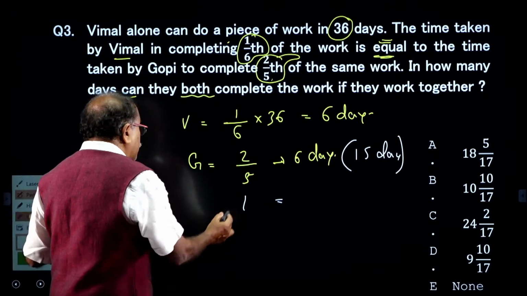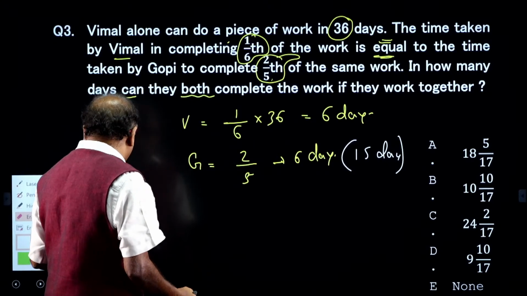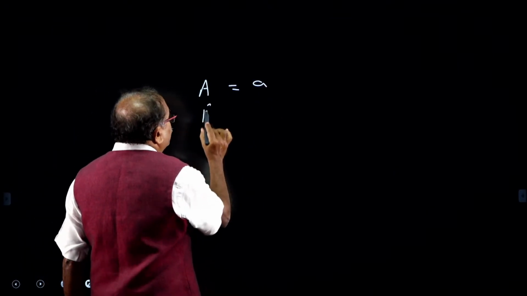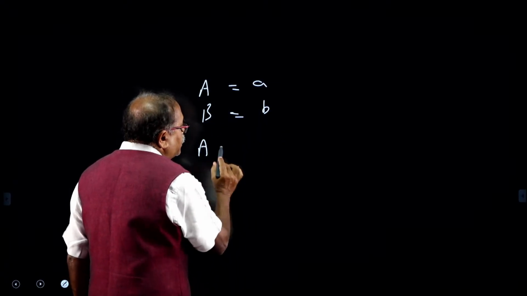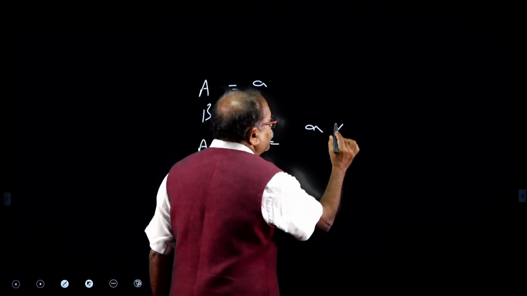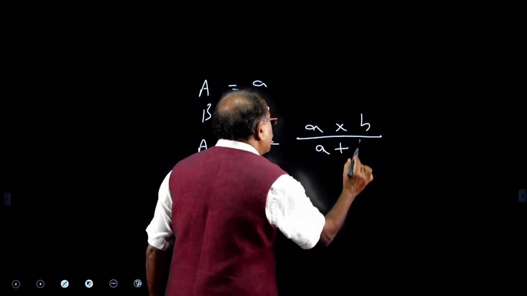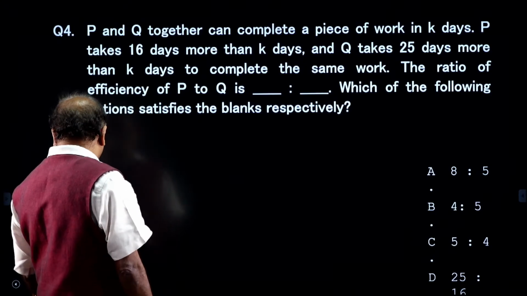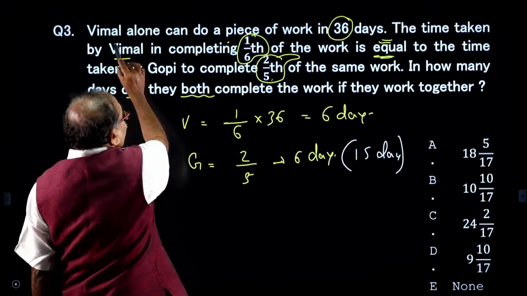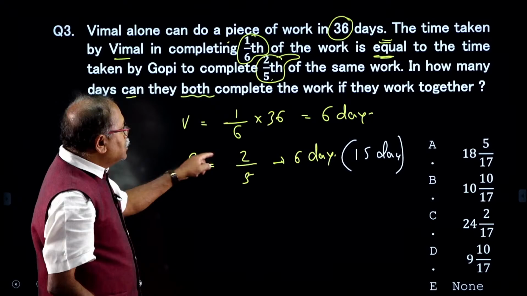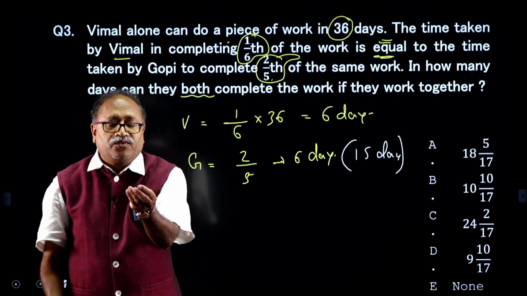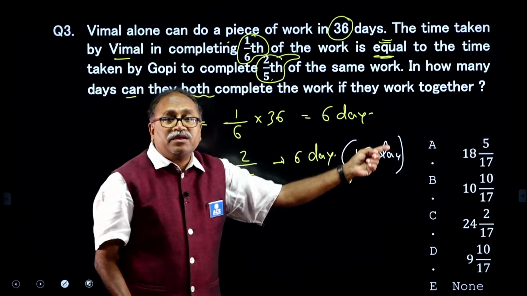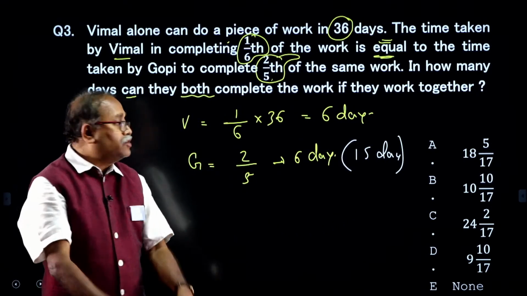Now, for the remaining part, all my friends must know that we have a formula. If A can complete the work in A days, B can complete the work in B days, then A plus B together can complete the work in A into B by A plus B days. You know this one. Then please answer this question now. Vimal can complete the work in 36 days and Gopi can complete the work in 15 days, then together they can complete the work in how many days? Come on my friends, you will be able to do it.